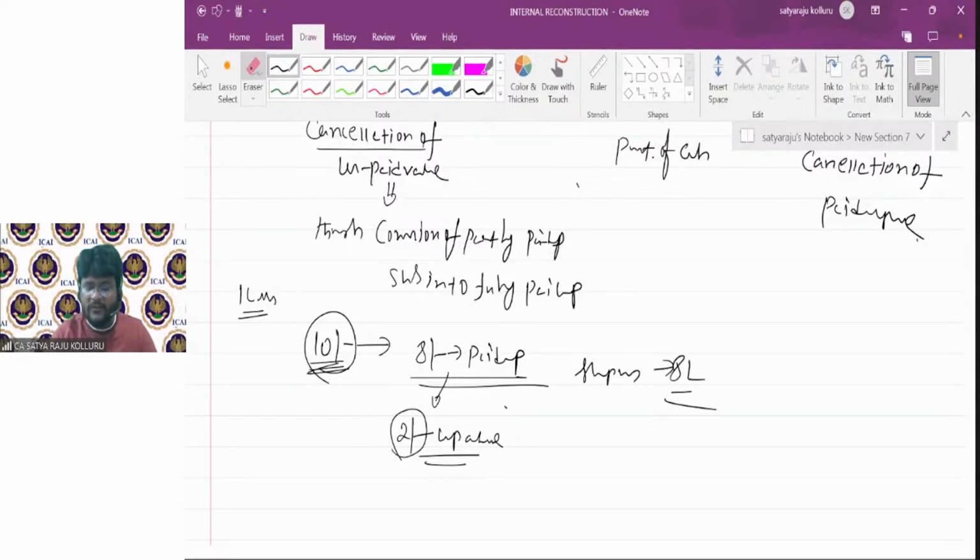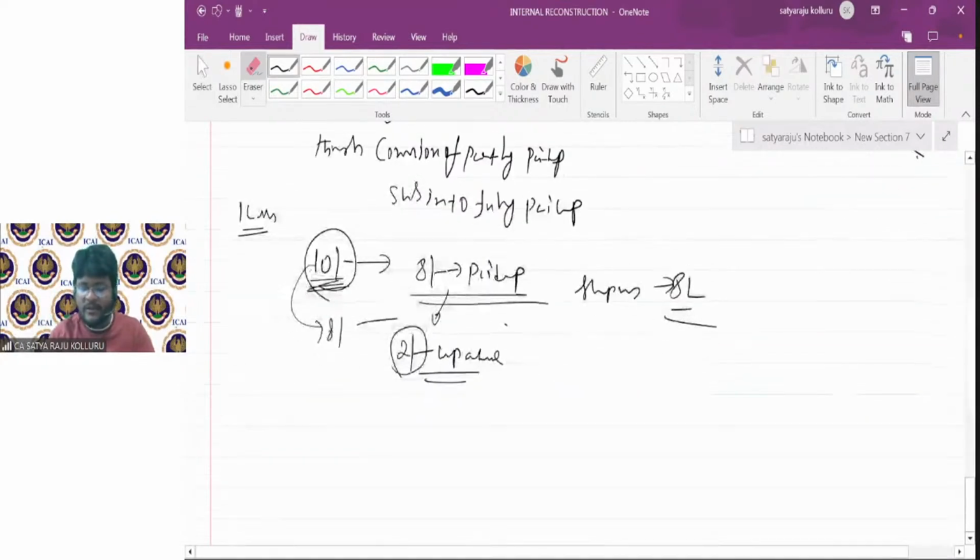But the face value is 10 rupees. That means there is still a possibility to call in the future to the extent of 2 lakhs. Now the company doesn't want to make any further call. Then how is it possible? It's very simple. If you convert the 10 rupees face value into 8 rupees face value as fully paid up, then the company will have no right to call any further amount from the shareholders. That means the partly paid up shares are converted into fully paid up shares.